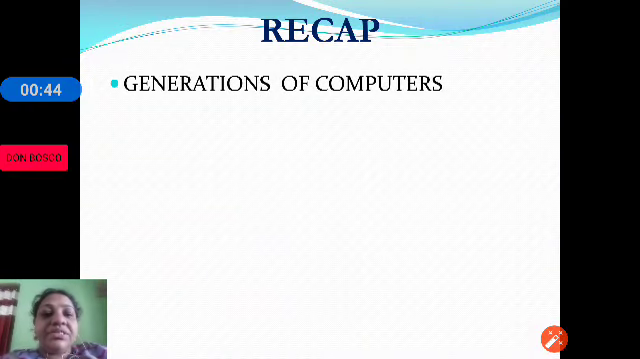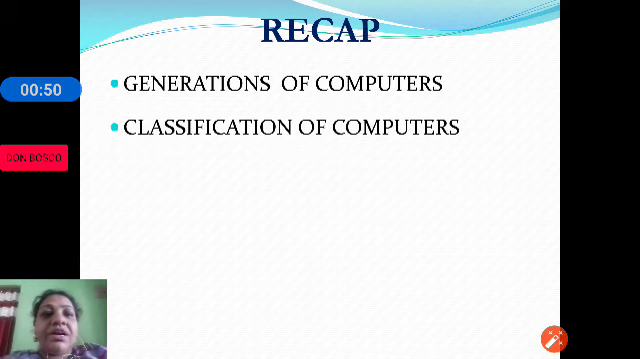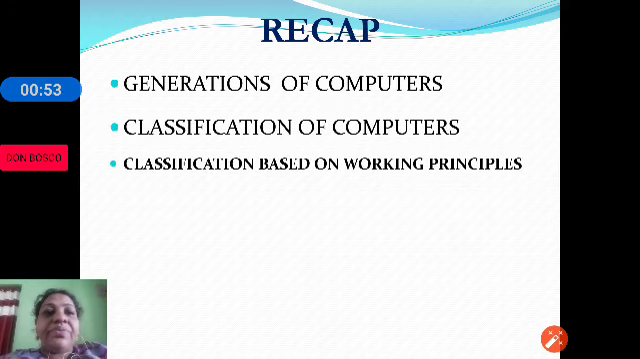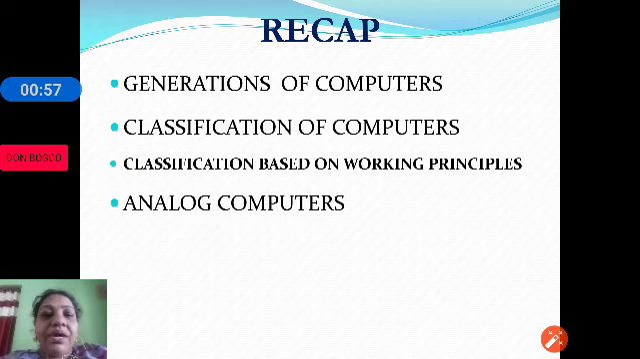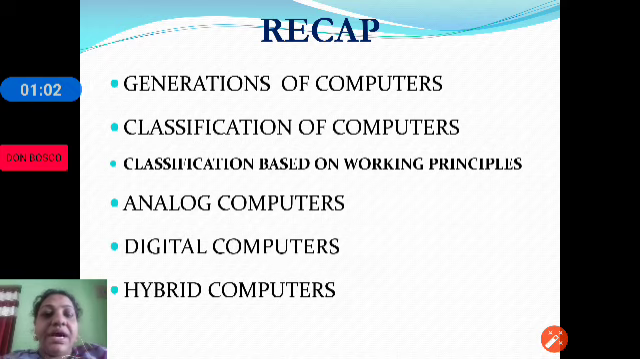In the previous session we had a discussion on the generation of computers, classification of computers, and the classification based on the working principles. We had a discussion on analog computer, digital computer and hybrid computers. Let us continue the same topic of classification of computers. Today I will be telling you about more classifications based on the working principles or size, cost, etc.